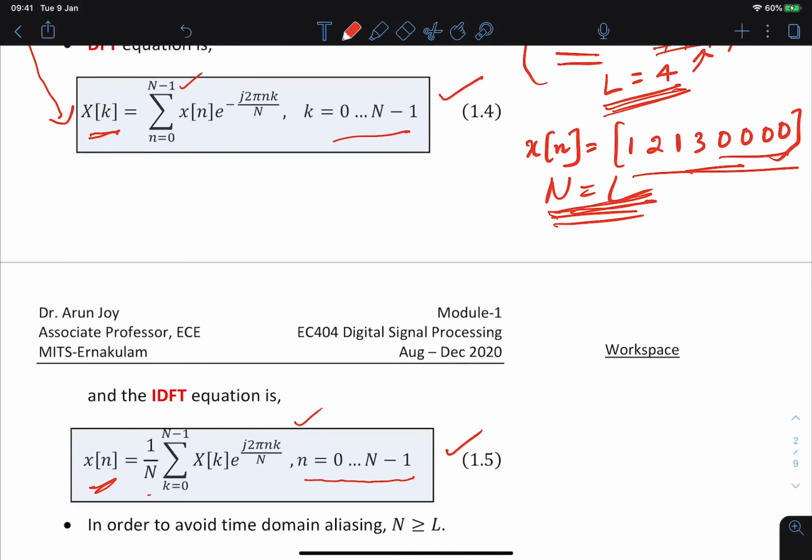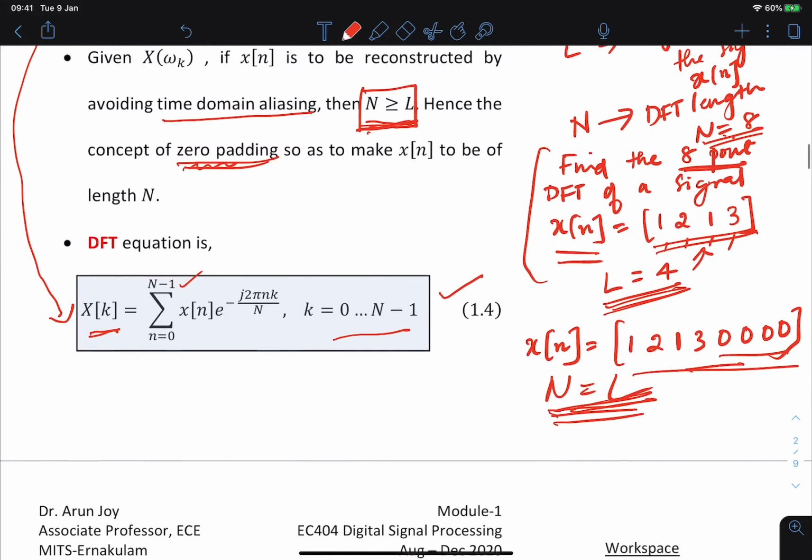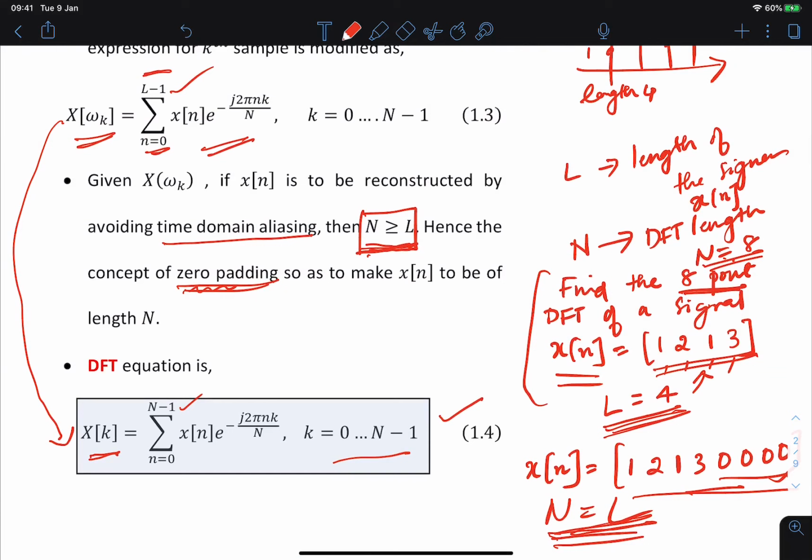The basic concept that we learned today is that the discrete Fourier transform is the sampled version of the discrete time Fourier transform. This is all that is to be understood.